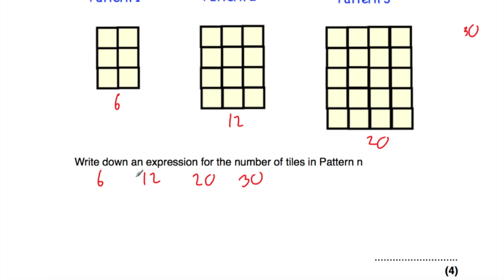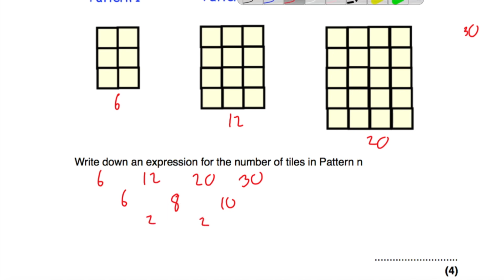And if we write down our first differences, to get from 6 to 12, we would add 6. To get from 12 to 20, we would add 8. And to get from 20 to 30, we would add 10. And then our second differences are, well, if we look at our first differences, they get bigger by 2 and by 2.